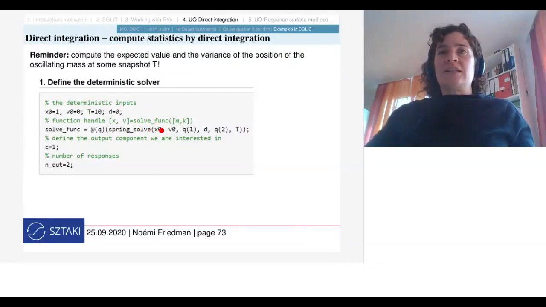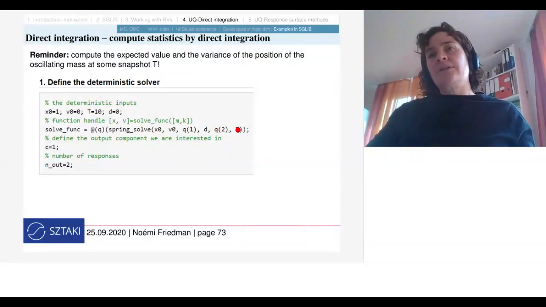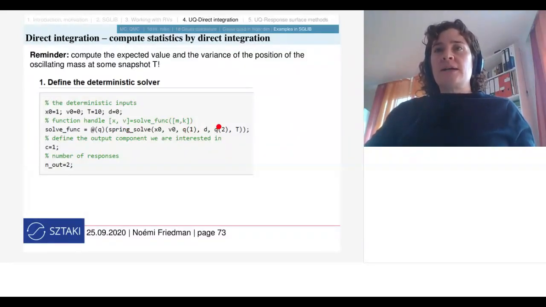So in this case, I need the initial position of the mass, the initial velocity of the mass, and this is actually the stiffness of the mass, and this is the damping of the spring, and this is the stiffness of the spring, and this is at what snapshot, what time I want to compute the position. So it gives two outputs, actually, the position and the velocity. And sorry, this is mass and this is stiffness. I don't know if I said it right.